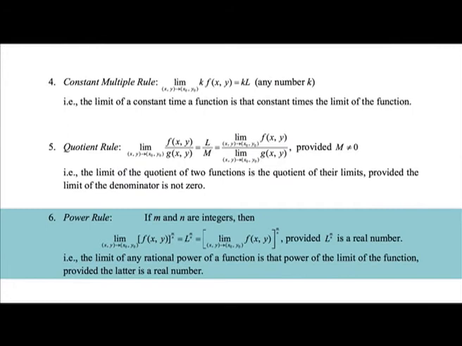Power rule: if m and n are integers, then the limit as (x, y) approaches (x naught, y naught) of f of (x, y) to the power m by n is equal to L to the power m by n, which is equal to the limit as (x, y) approaches (x naught, y naught) of f of (x, y) all raised to m by n, provided L to the power m by n is a real number. That is, the limit of any rational power of a function is that power of the limit of the function, provided the latter is a real number.